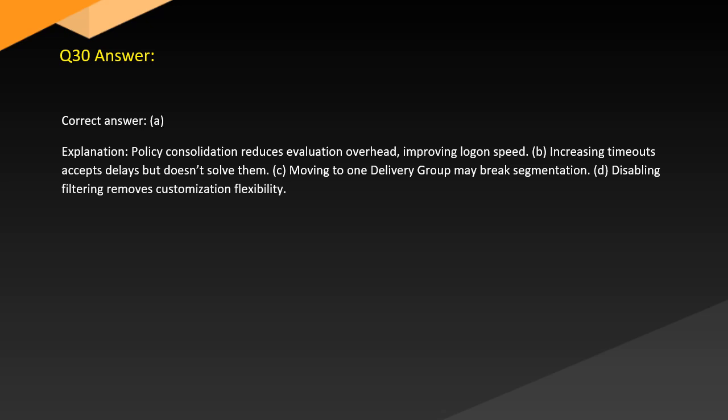Answer. Correct answer: A. Explanation: Policy consolidation reduces evaluation overhead, improving logon speed. B. Increasing timeouts accepts delays but doesn't solve them. C. Moving to one delivery group may break segmentation. D. Disabling filtering removes customization flexibility.